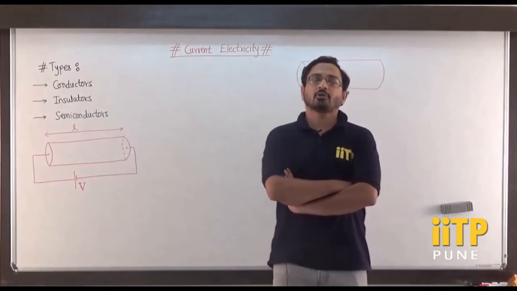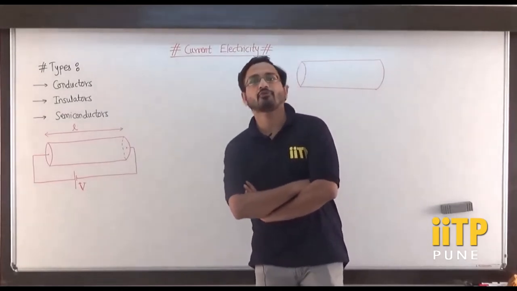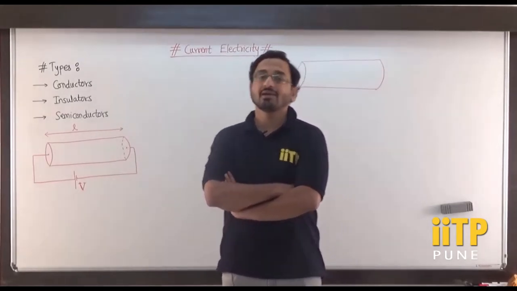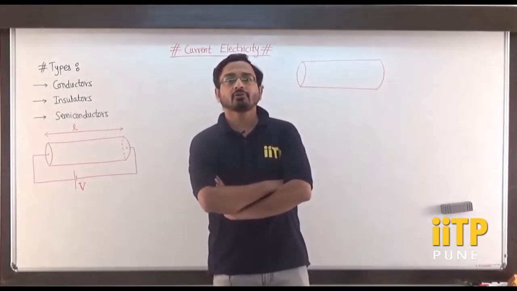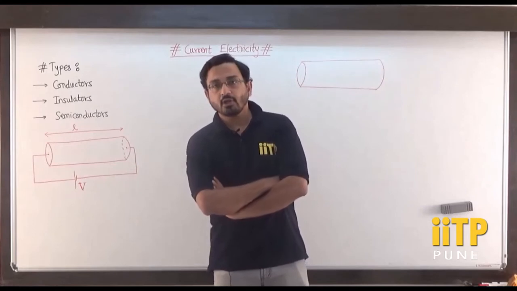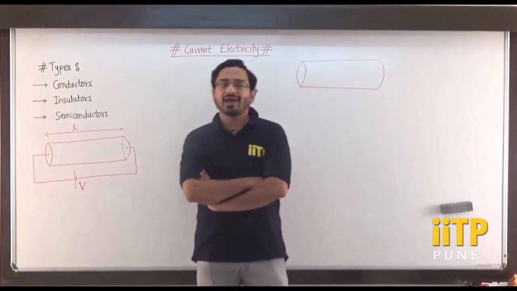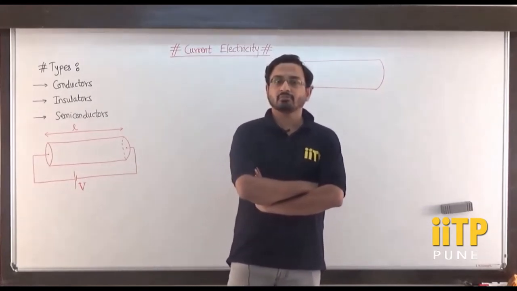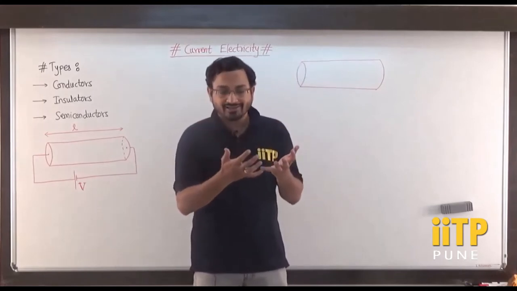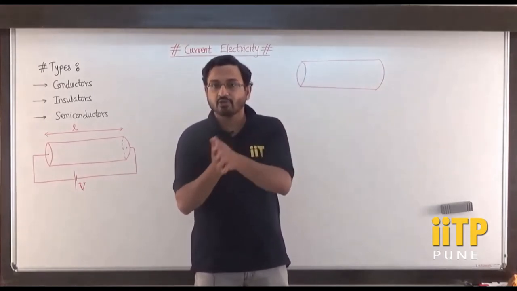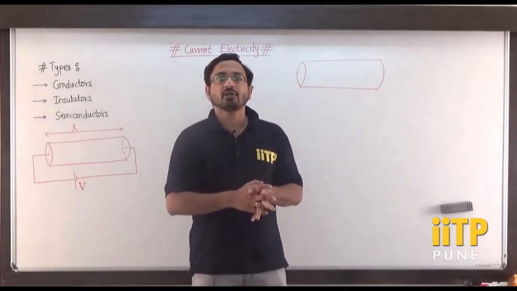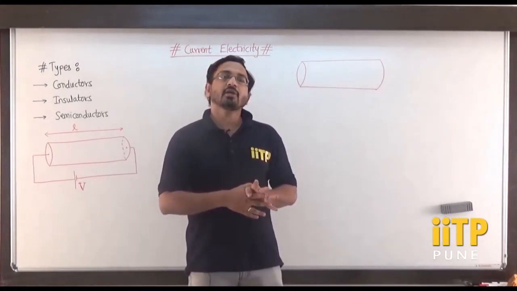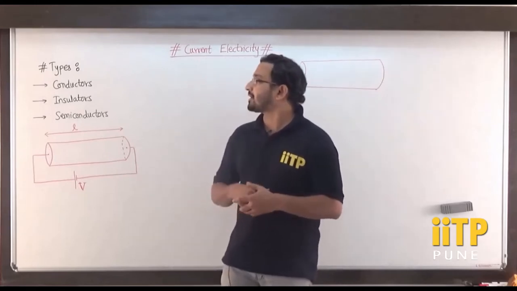On the next chapter of current electricity. So far we have discussed electrostatics and applications of electrostatics. Now we are going to look at flowing charges. Every material has some kind of electrons, whether they are free or fixed. But based on the number of electrons which are free, we can divide the materials into three types.